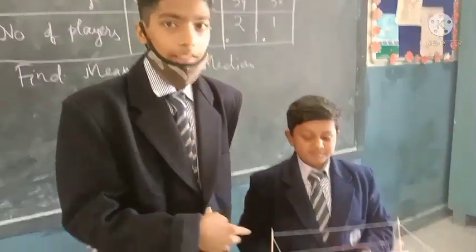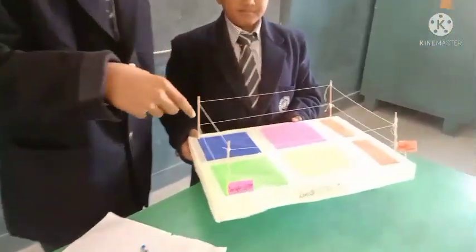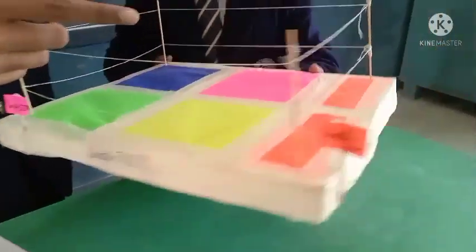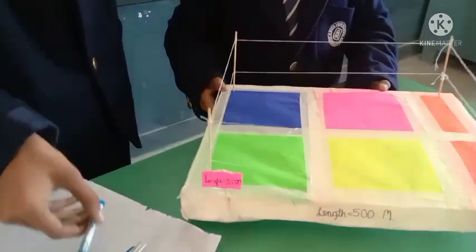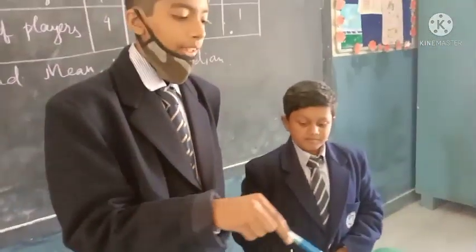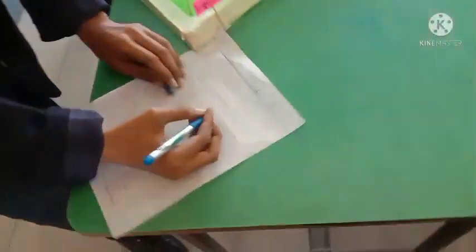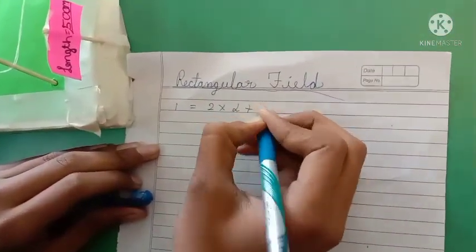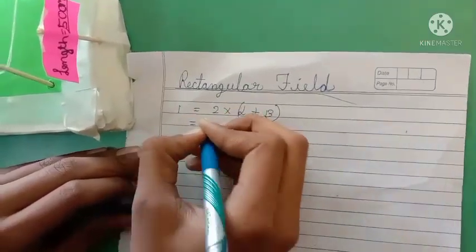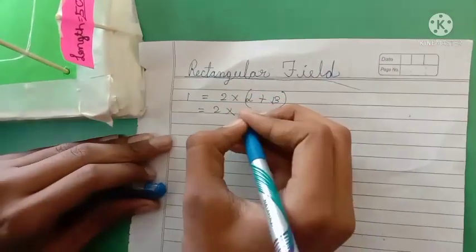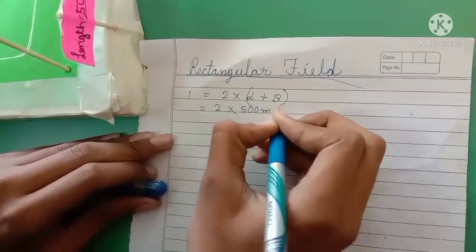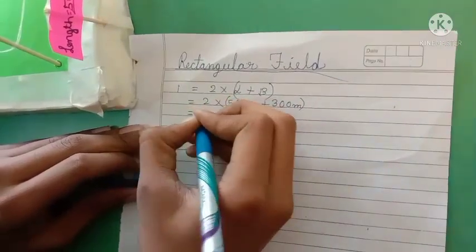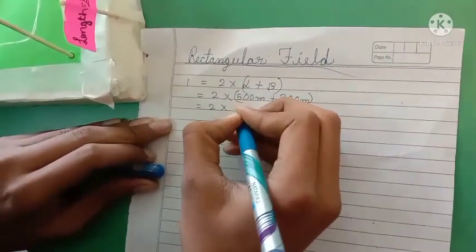This is a rectangular field which is to be fenced 2 times with a wire, and the length of the field is 500 meter and the breadth of the field is 300 meter. So to find the length of the wire, first we will calculate the perimeter. The perimeter formula of a rectangle is 2 into length plus breadth, equals 2 into 500 meter plus 300 meter, equals 2 into 800 meter.